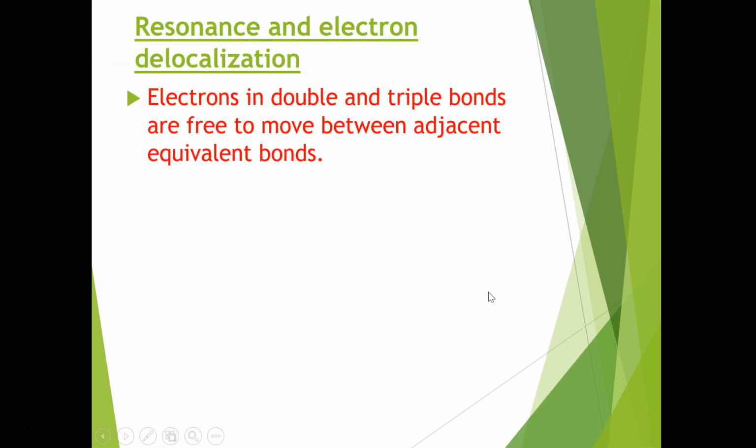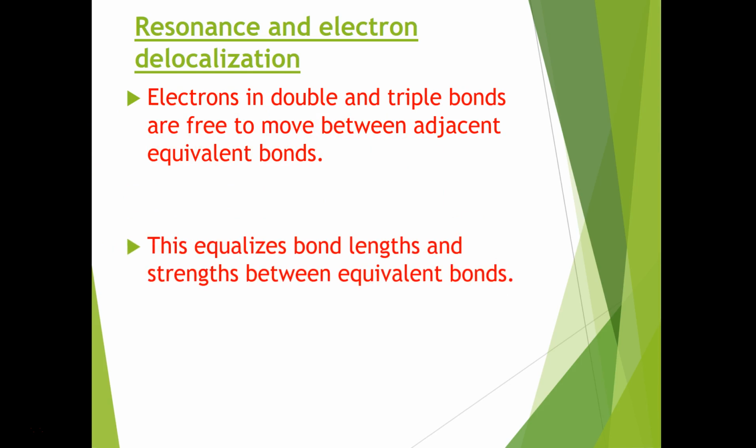All right, resonance and electron delocalization. So electrons in double and triple bonds are actually free to move between adjacent equivalent bonds. And that has a really important effect of equalizing the bond lengths and strengths between equivalent bonds.